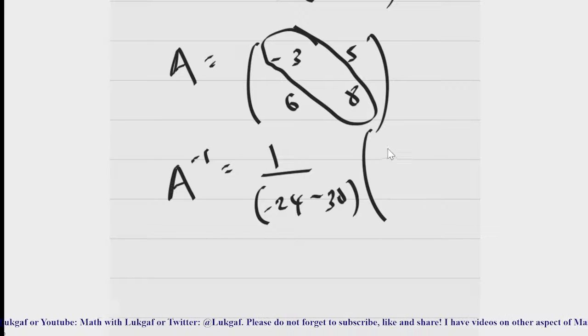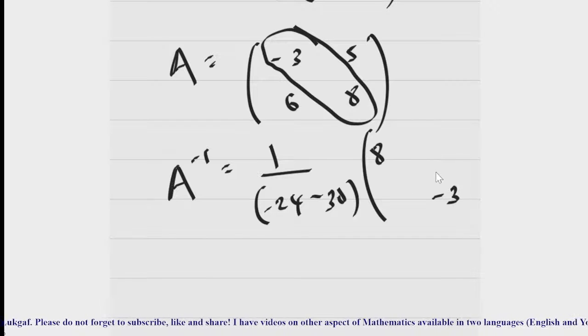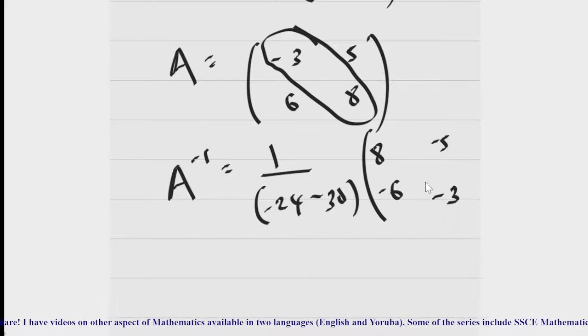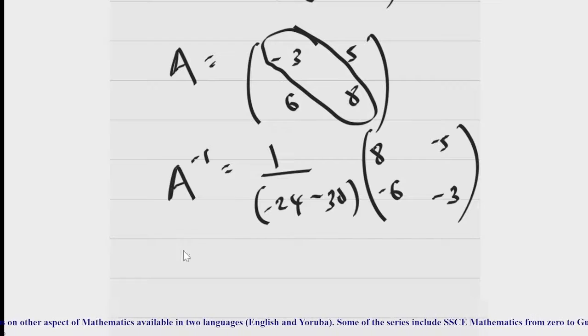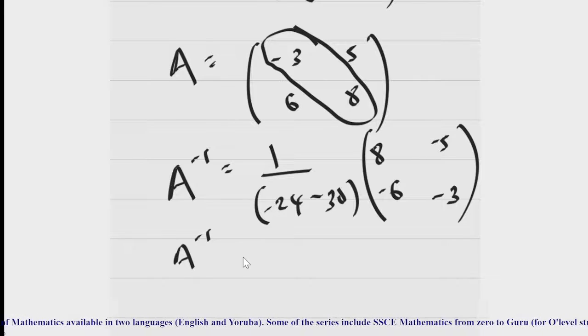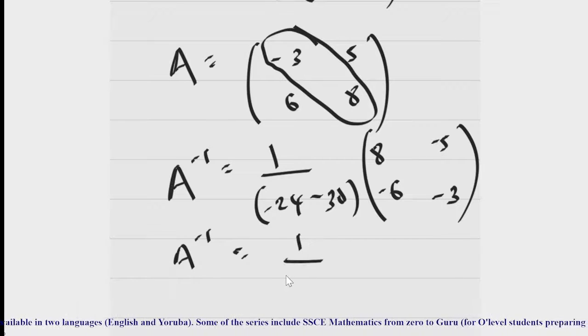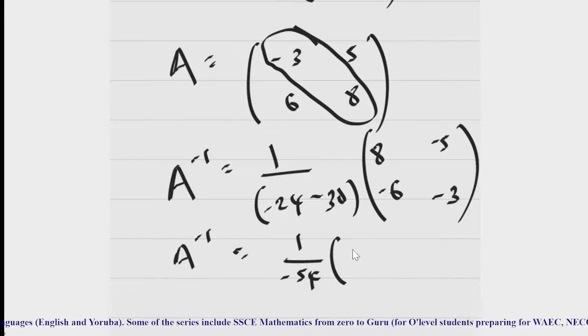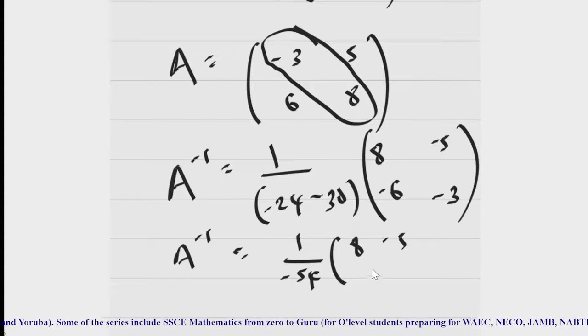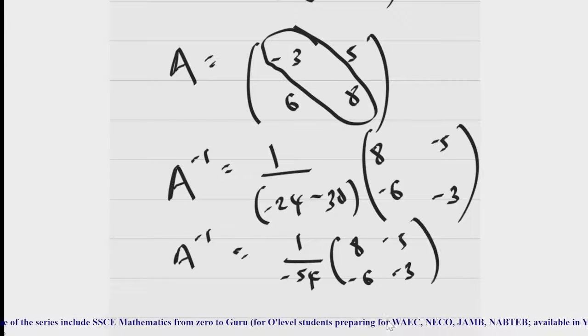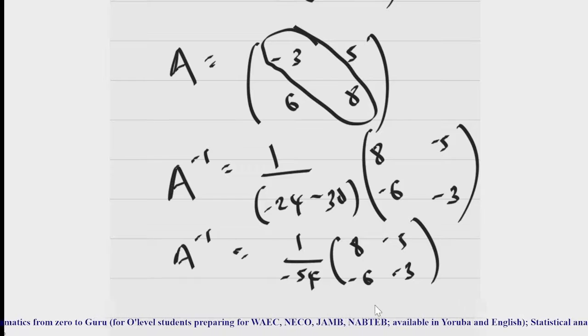Then you have a matrix whereby you interchange the elements in the leading diagonal. This will now be 8. This will be -3. Then you multiply -1 by the elements in the second diagonal. That's -5, -6. I hope you understand. Then your A inverse will now be 1 divided by -54, times the matrix 8, -5, -6, -3. You can see it is very simple. If you use the first method, you are going to arrive at the same result.